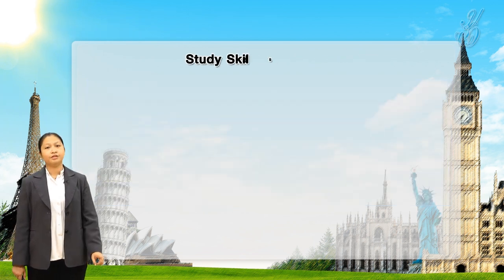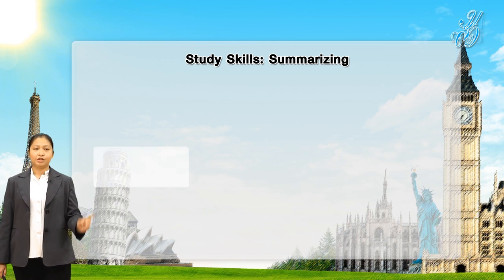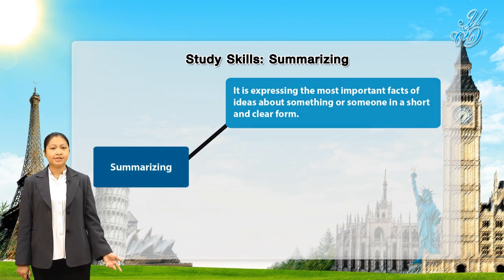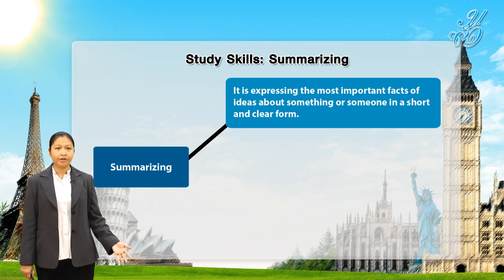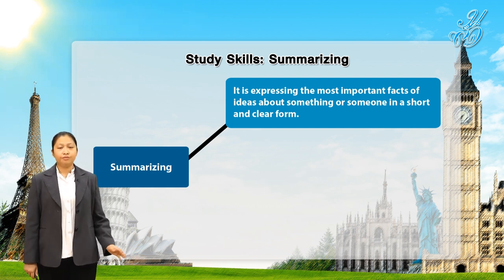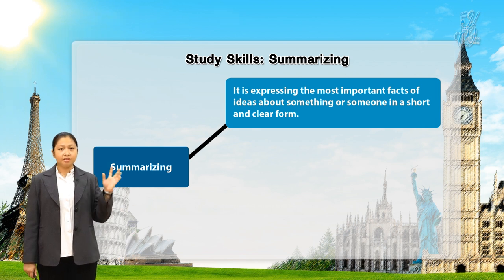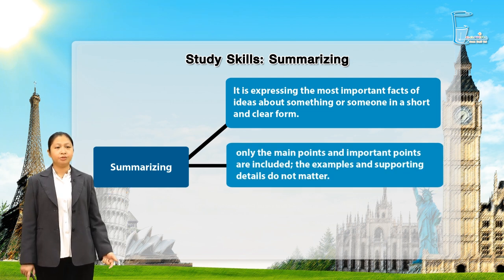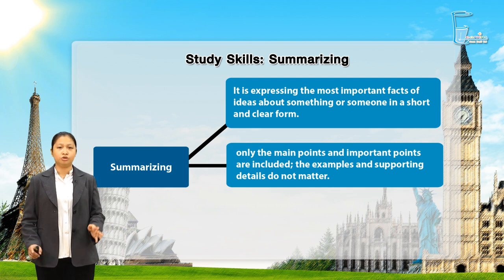Another study skill that we are going to study is summarizing. What is summarizing? Summarizing is expressing the most important facts or ideas about something or someone in a short and clear form. When you read a paragraph, get the ideas, get the important facts, and you summarize it, making it shorter than the original paragraph. In summarizing, you are delivering the main points and important details in a more concise and shorter text.